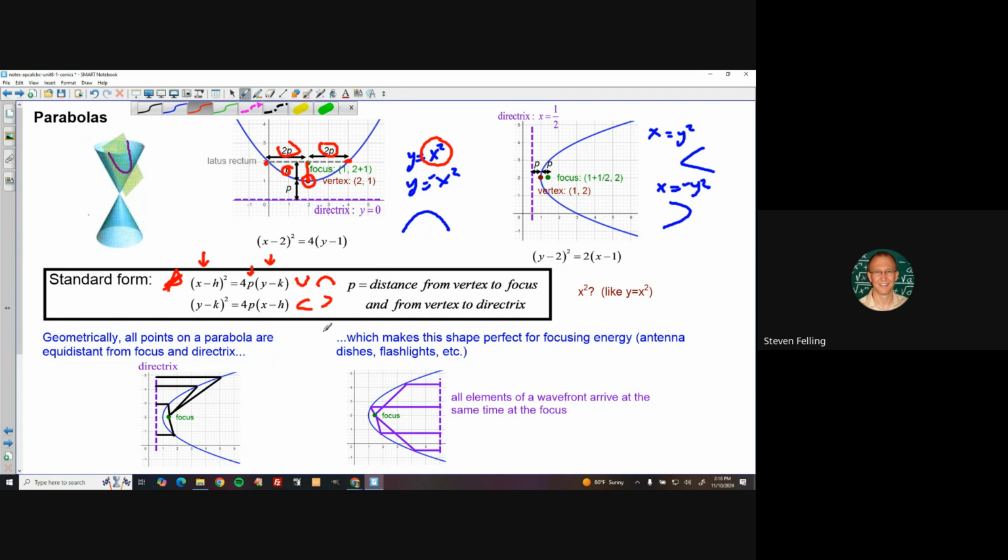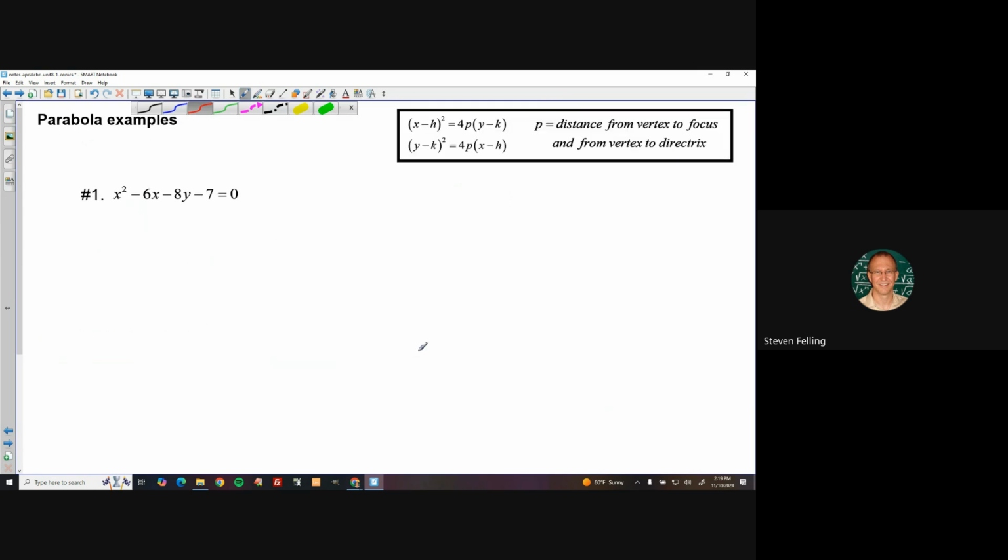What makes this a parabola is that all the points on the parabola are equidistant from the focus point and from this line, the directrix. And that makes this particular shape useful for focusing energy, like antenna dishes, flashlight reflectors, and things like that. Okay, but what we're focused on is how we can take an equation that's in this form right here and put it in standard form so that I can quickly graph it.